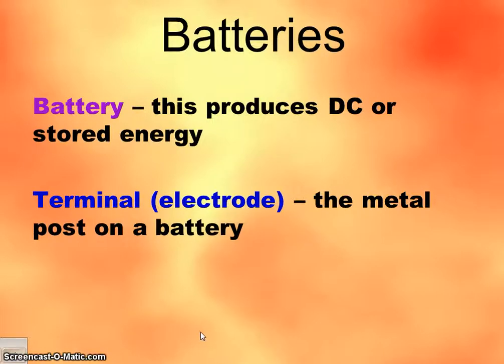Okay, batteries. Batteries produce DC, or what is called stored energy. And the two little pieces, if you're looking at a car battery or a lantern battery, you've got these terminals on the top. All right, they're posts, if you will. They're called electrodes. If you are looking at a battery like a C battery, where you have the little bump on the one end and the indent on the bottom, they are also electrodes or terminals on a battery.